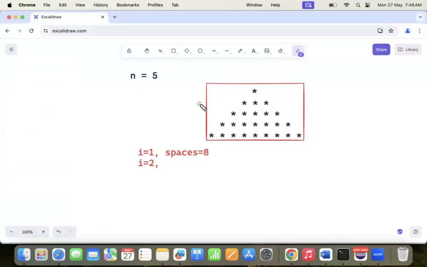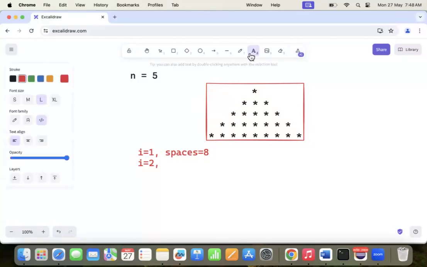In the second row, how many spaces required? 6. Identify. Okay, let's count here. 1, I'm drawing the line, 1. Then in the middle one white space, 2. This is 3. This is 4. This is 5. This is 6. Could you tell me, guys, how many spaces required now when i is equal to 2?